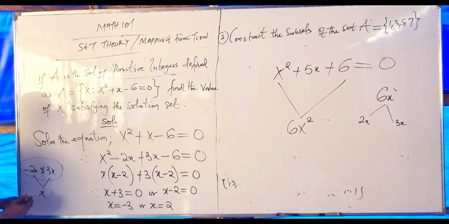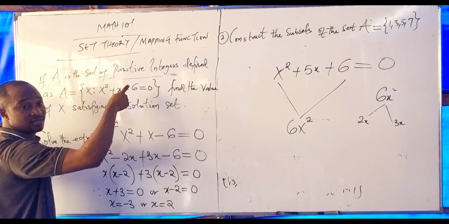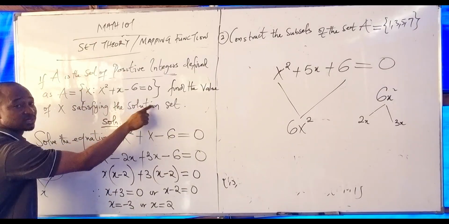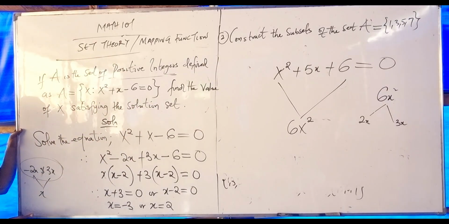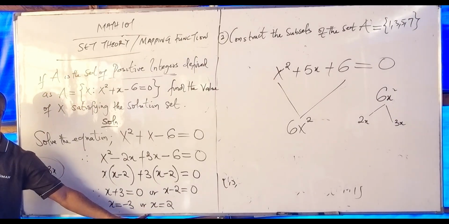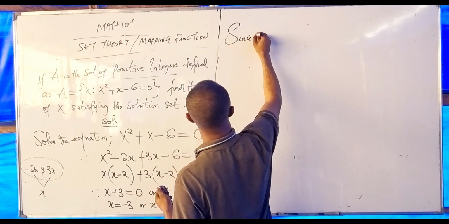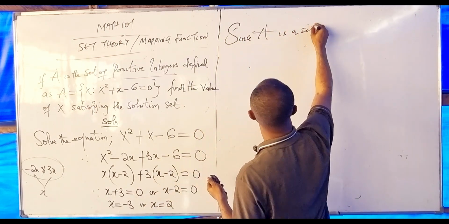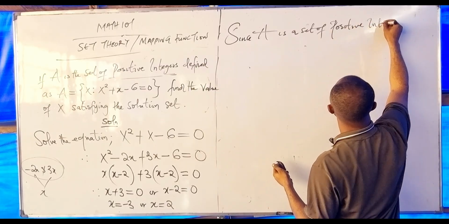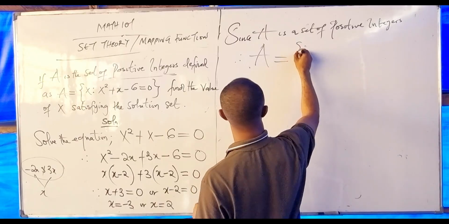But we are told that A is a set of positive integers, defined as this. Find the value of x that satisfies the solution. What do you think will be the value of A? 2. Why is it 2? Because 2 is positive. Are you following somebody? Therefore, since A is a set of positive integers, set A is equal to 2.